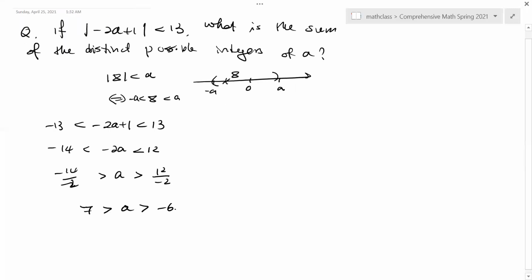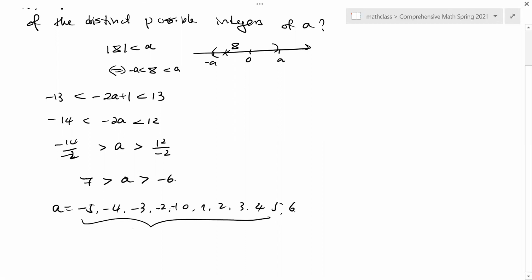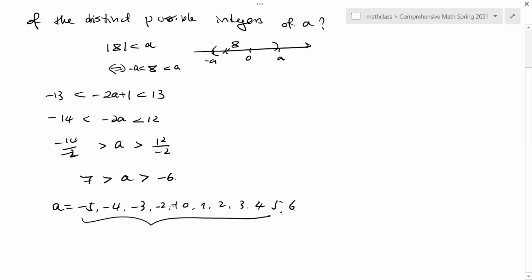Now, how many integers satisfy this inequality? Well, a is going to be negative 5, negative 4, negative 3, negative 2, negative 1, 0, 1, 2, 3, 4, 5, 6. When you add them together, all of them will be canceled out, so the sum is just going to be 6.